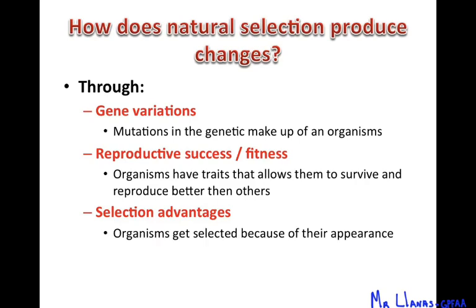Selective advantages, this has to do with the appearance, or what organisms use to pick a mate, right? And we'll talk a little bit about that here in a minute, but that's how natural selection produces these changes, right? Through mutations, putting pressure on traits that are not favorable, and also on the appearance of organisms.